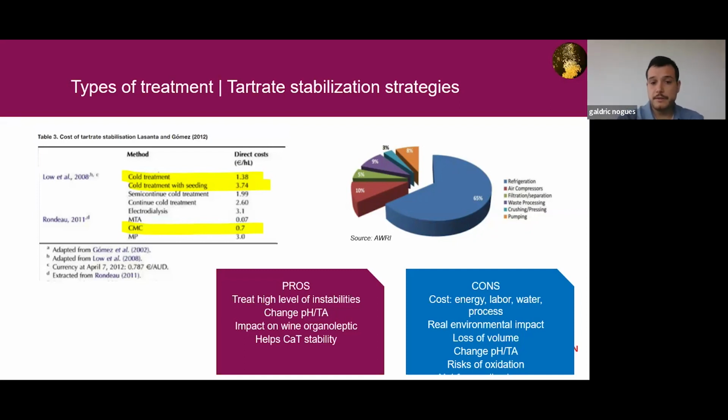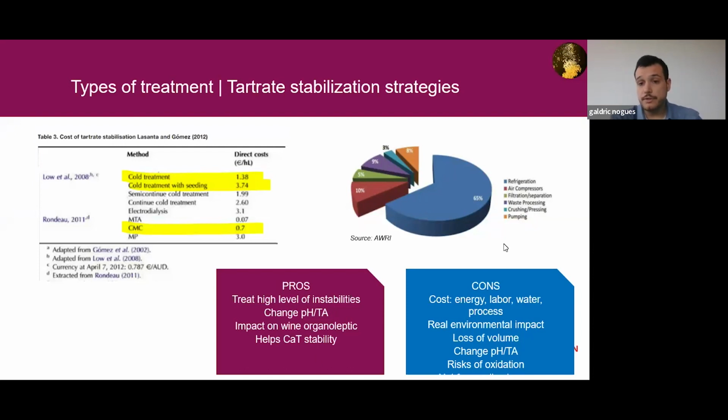The benefit of these treatments is that you can treat high levels of instability with cold treatment, the seeding, or the CMC. Even if your wine is very unstable, you can treat it. But when it comes to the cold treatment or electrolysis, it's pretty expensive, and you change as well the pH or the total acidity of the wine. There is a change in the organoleptics, on the fruit, on the mouthfeel, but it helps, of course, with calcium stability, because when you do a cold treatment and you want to remove the tartaric, you remove the calcium as well.